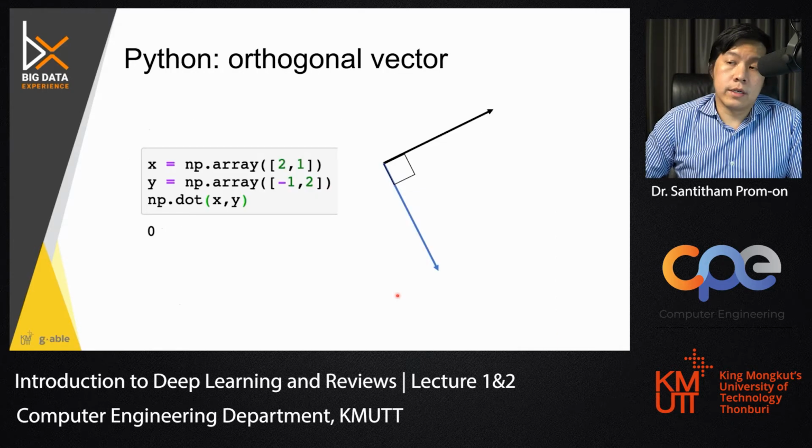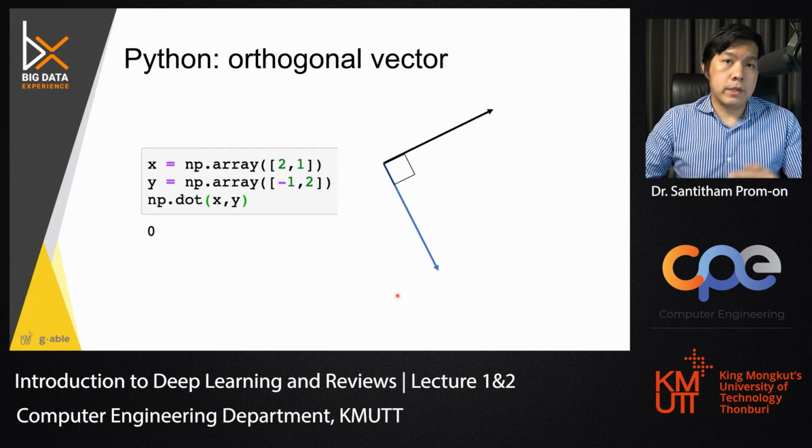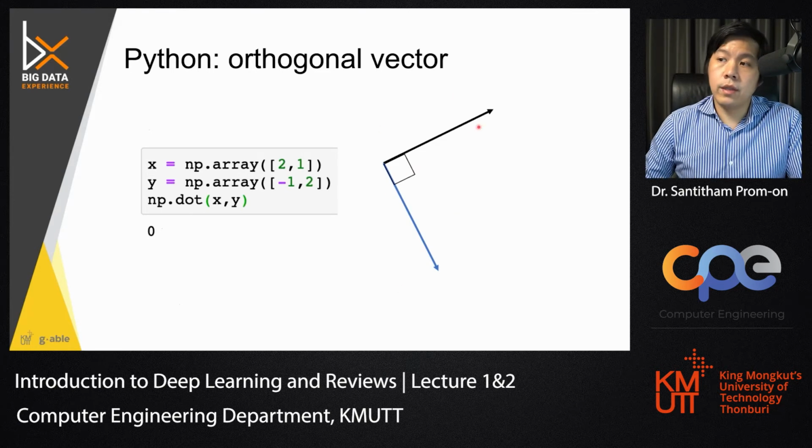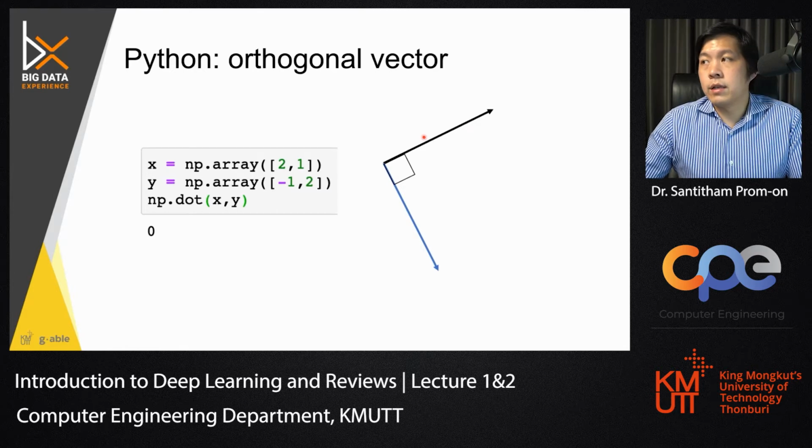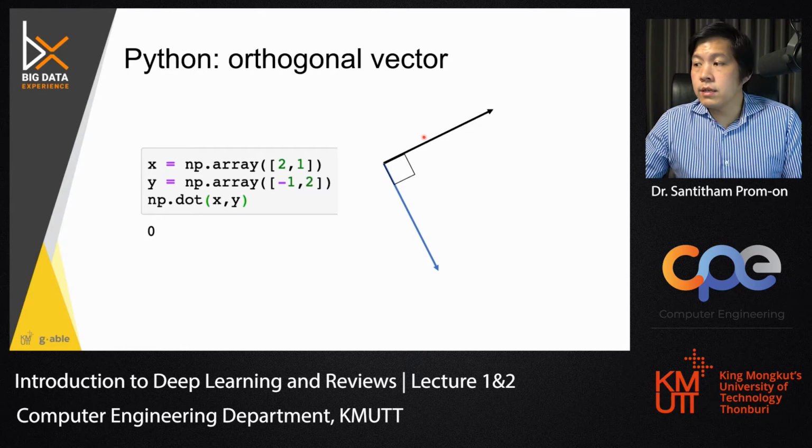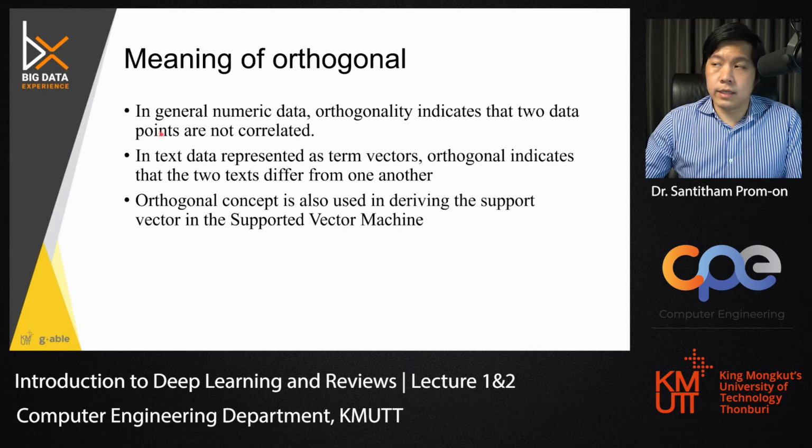Like these two vectors, (2, 1) and (-1, 2). If you perform the dot product between them, you get the value of 0. And these are orthogonal vectors. Orthogonality has certain meanings. You can think about orthogonality in the numerical sense as just not correlated, not related to one another.